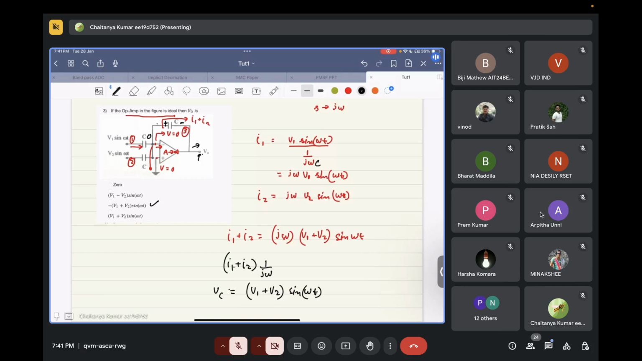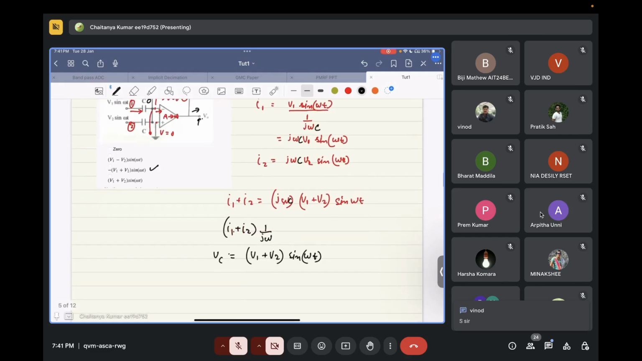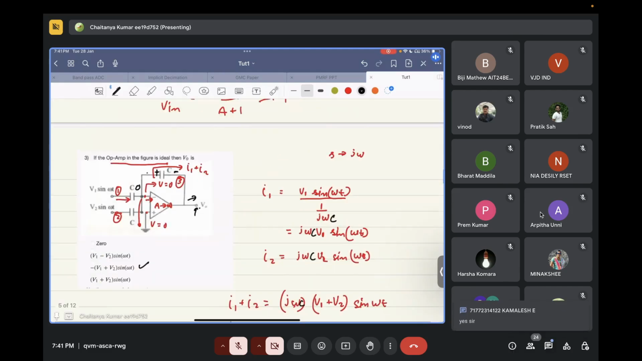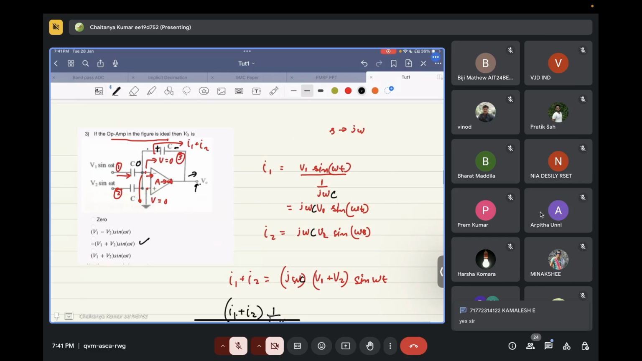So we will have this capacitance over here everywhere. Now, in the same question, let's say I had C1, C2, C3. In that case, what will happen? Can you guys quickly tell me what will be the output voltage?